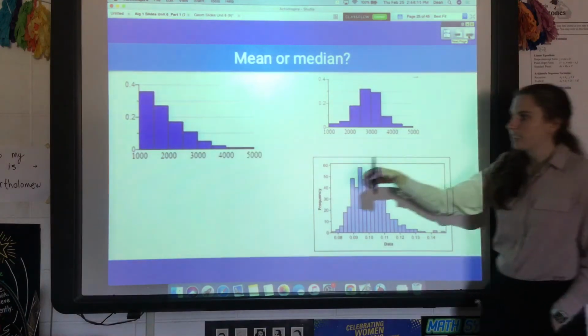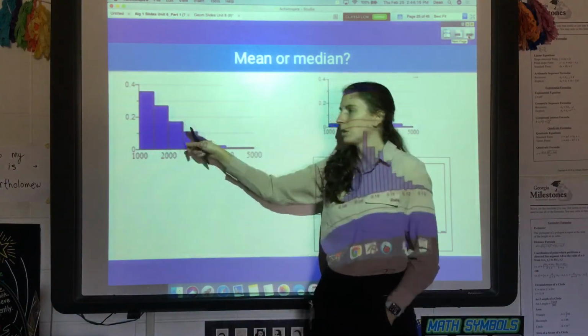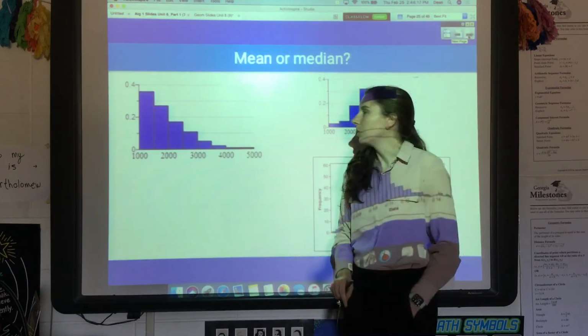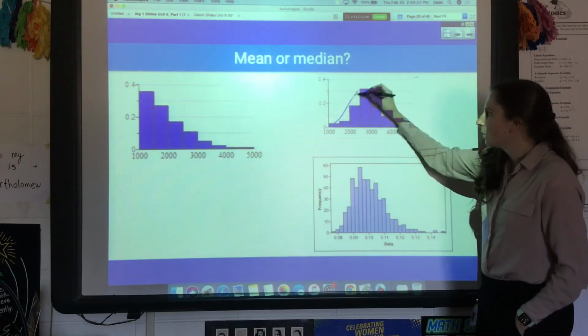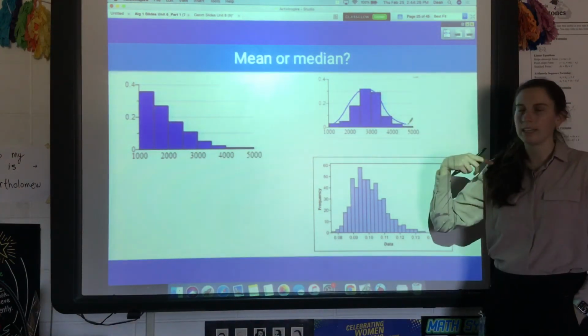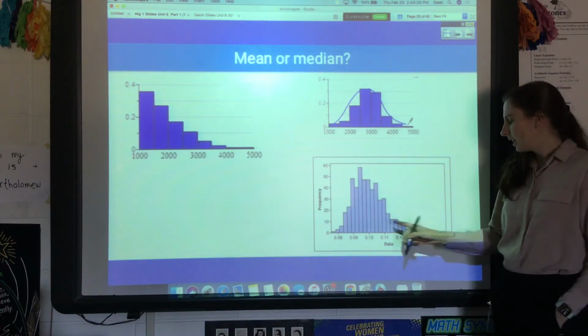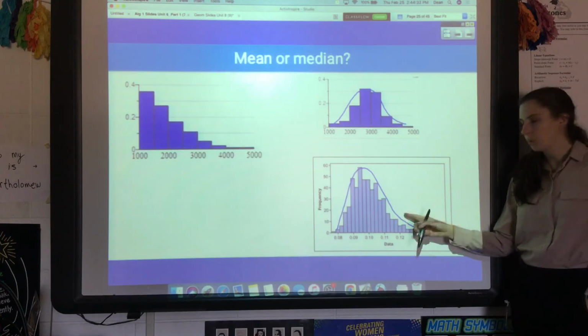All right, so on data like this, we should use the median, not the mean, because with skewed data, you don't want to use the mean. This one is not perfect, but it's pretty close to a normal distribution. There's no real skew on either side, so we've used the mean. This one is a little skewed right. There are some outliers over here, so we would not want to use the mean.